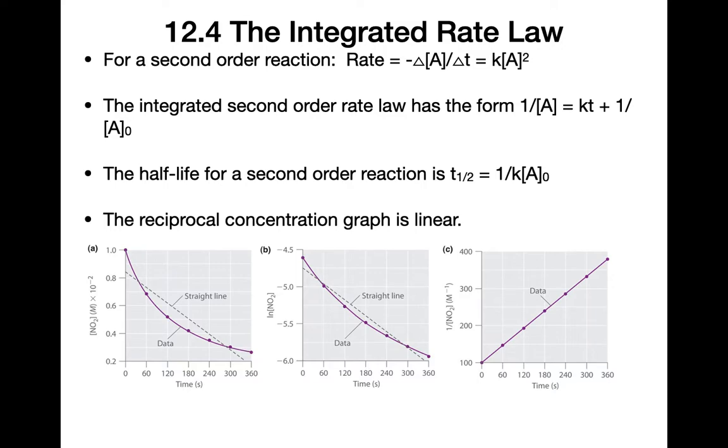Okay, so if you find that the reciprocal concentration graph is your linear one, then you know that you have a second order reaction. And from that graph, you can use the slope to find k. And then you can also use the integrated second order rate law to solve problems that have to do with: you start with this much, the k value is this, the time is this, how much do you have left at that time?